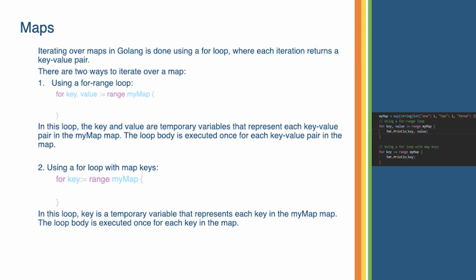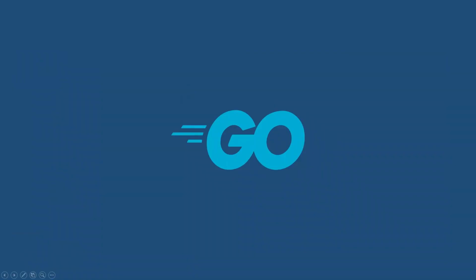So from the previous session, we learned about slices, how to iterate over slices, and how to declare slices. In this session, we'll learn about maps, how to declare a map, how to insert values into the map, and also how to iterate over maps. Let's discuss Golang maps as part of this session.